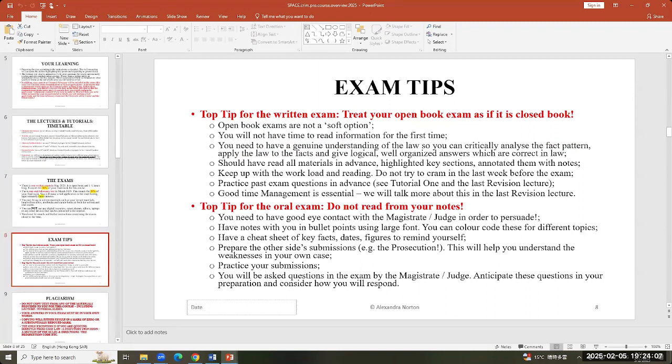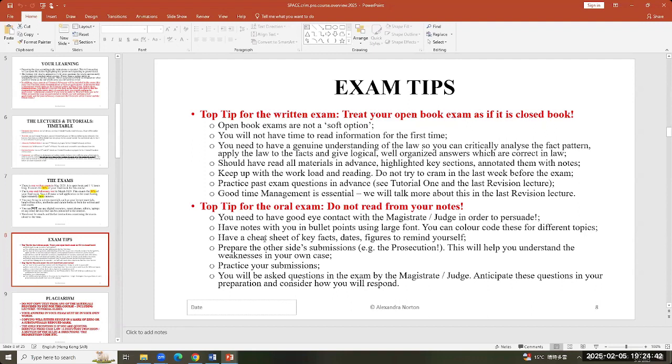So I gave you a few exam tips here. I think you can read these through for yourself. And we'll go through a lot more of them as we get to the revision lectures and the advocacy specific lectures. But my top tip for the advocacy is not to read through your notes. In other words, don't just stand there reading from your notes, because that's not what being an advocate is about. You have to have good eye contact with your audience, in other words, the judge or magistrate, to be able to persuade.